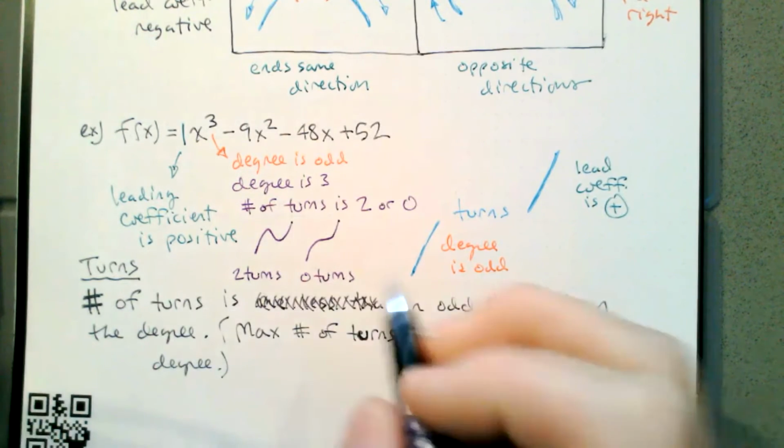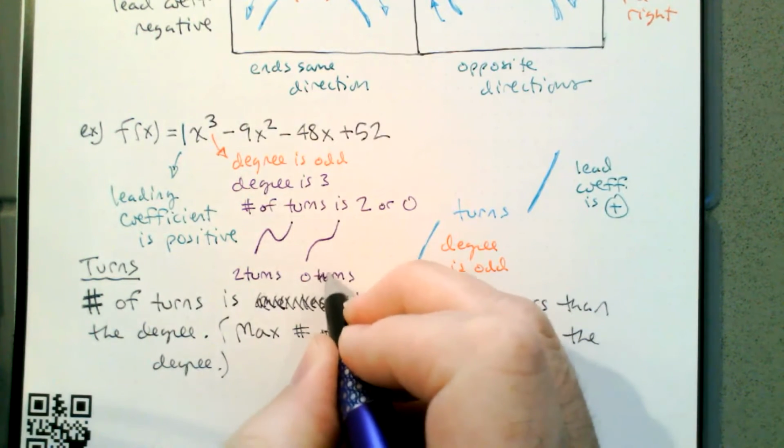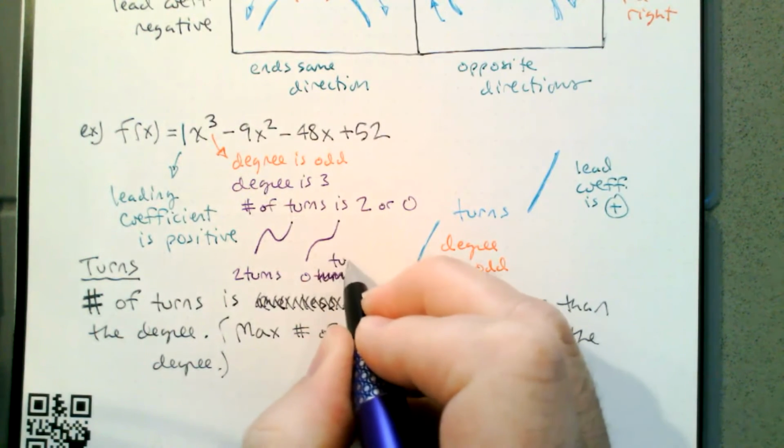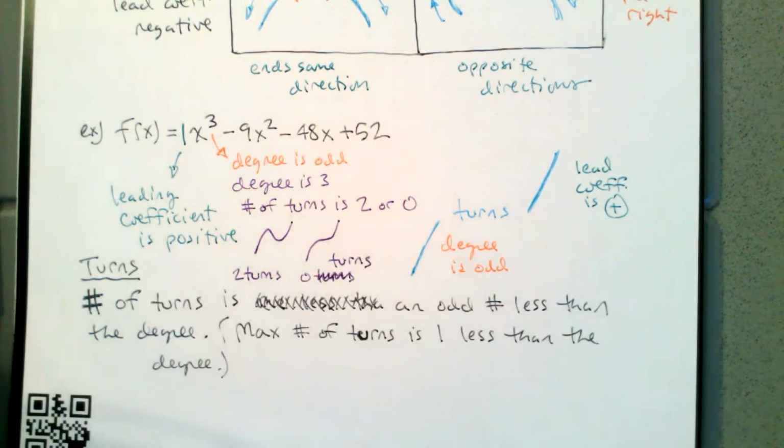That looks like 0 turns. Professor Rich, what is meant by zero turns? Means the graph never changes direction. It's just always increasing. Oh, okay. Thanks. I see. Thanks.